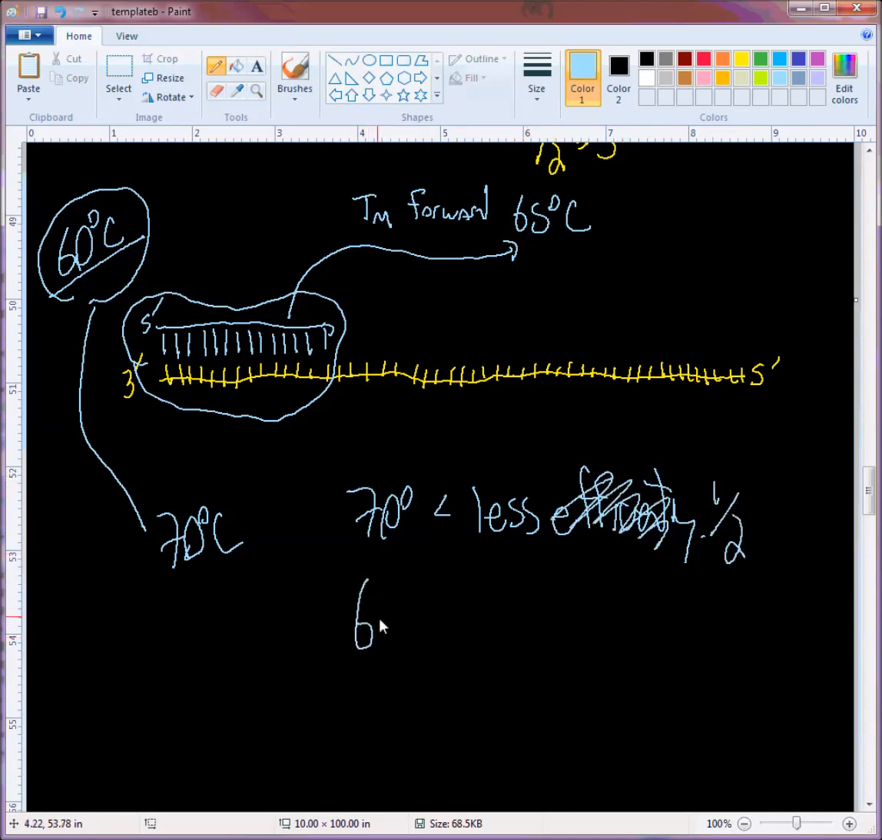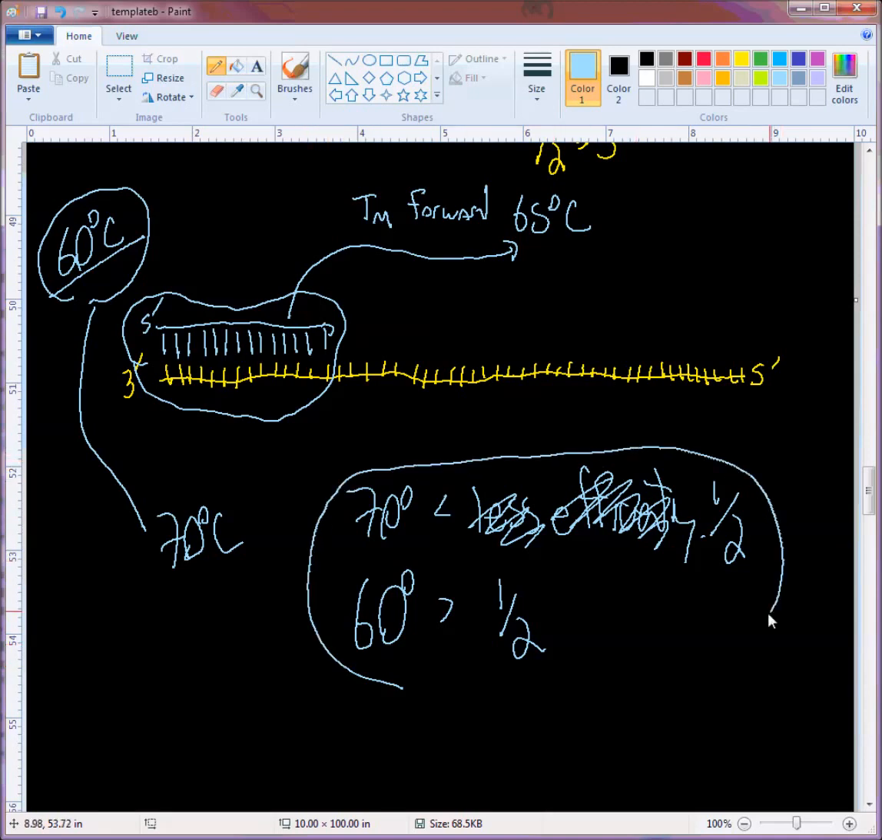And how about at 60 degrees Celsius? Well, that's a good temperature, and that promotes annealing of the primer. So more of the primer is likely to be in the double-stranded form. So at 60 degrees Celsius, we have more than half likely to be in the double-stranded form. That's how I like to think of these annealing temperatures and why we choose them the way we do. We know below the melting temperature of the primer, more of the primer is going to be in a double-stranded form, and above the melting temperature, less of the primer is going to be in the double-stranded form.